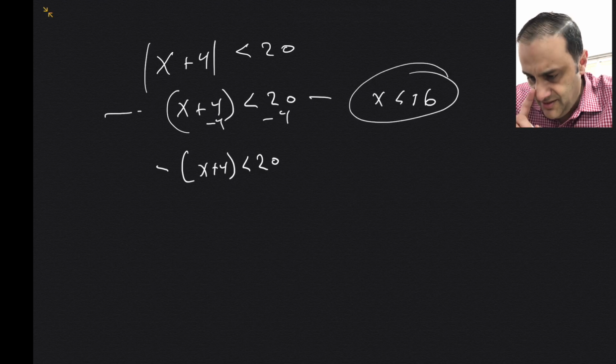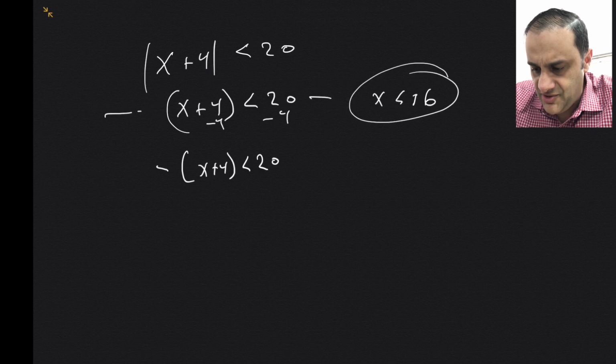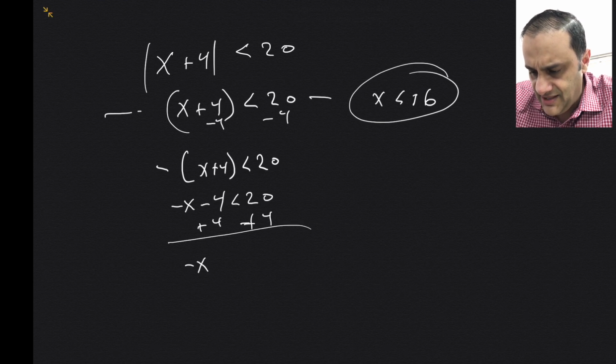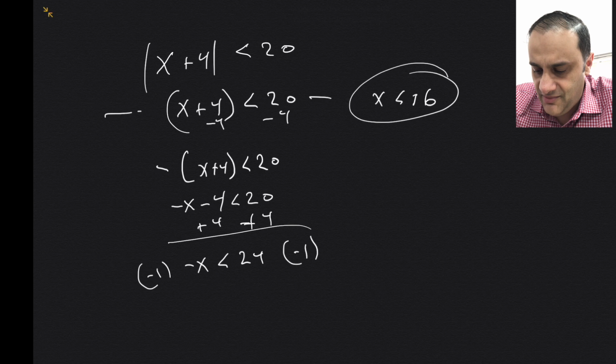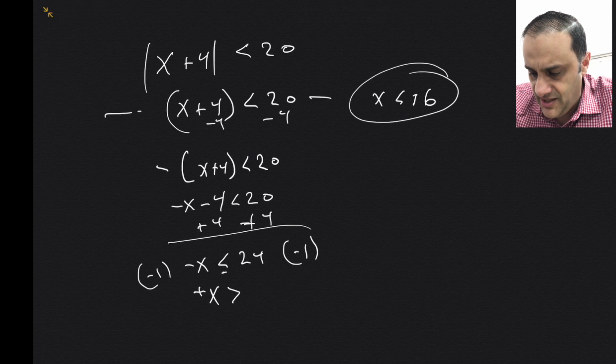For this one, we can distribute that negative. We have -x minus 4 is less than 20. Then we add 4 to each side, so we have -x is less than 24. Now I want to multiply each side by -1, and when I do that, we flip the inequality. So -1 times -x is +x, and we flip it: x is greater than -24.